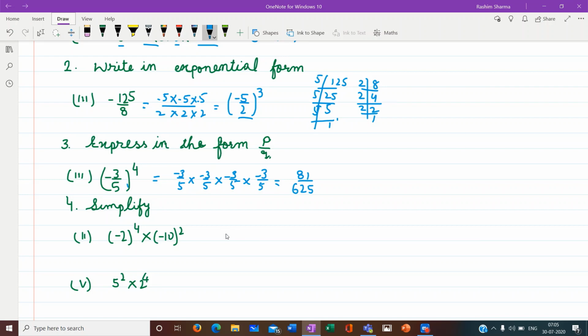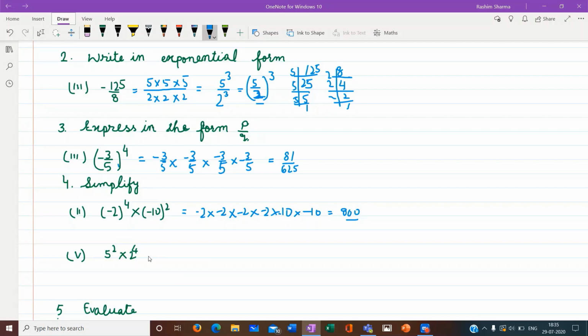Okay, now the fourth question is simplify. Here we are given again exponential form. We will expand and solve it. Minus 2 is to be multiplied 4 times and 10 is to be multiplied 2 times, minus 10. Alright, now 6 times the negative sign will be positive, and when we multiply them all, we get 2 2's the 4, 2's the 8, 2's the 16 and 2 zeros of 10 and 10. Okay, so this is.